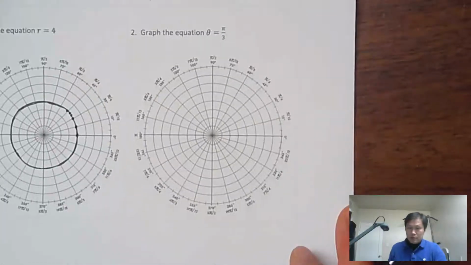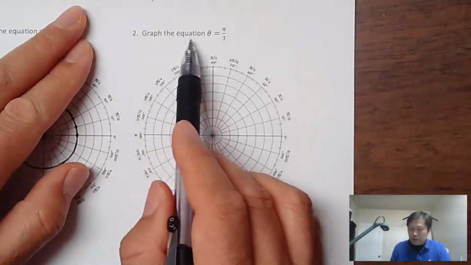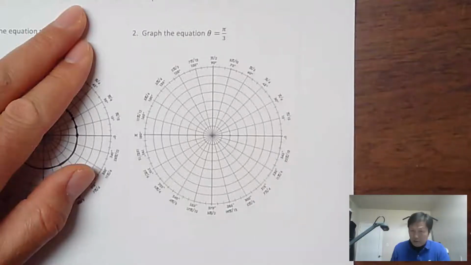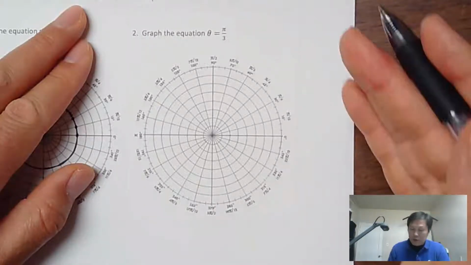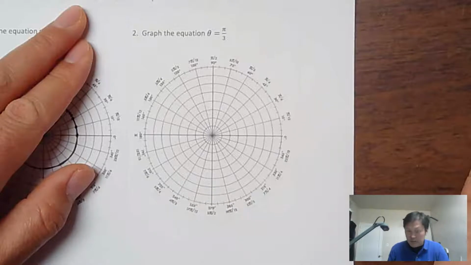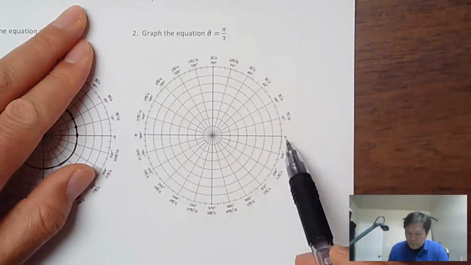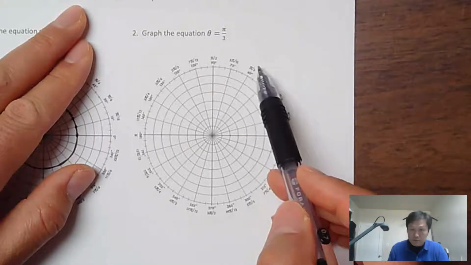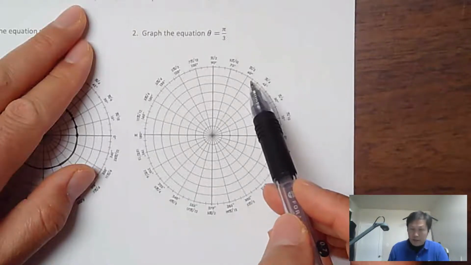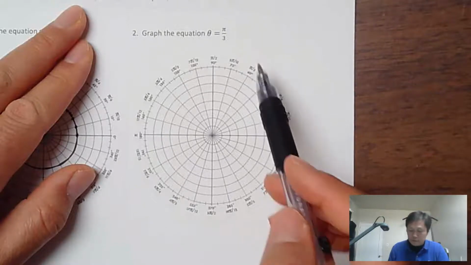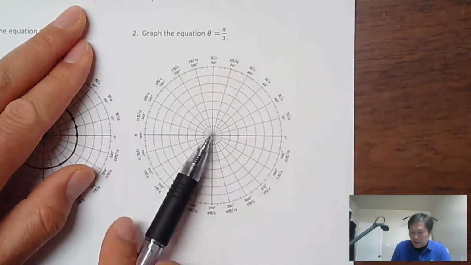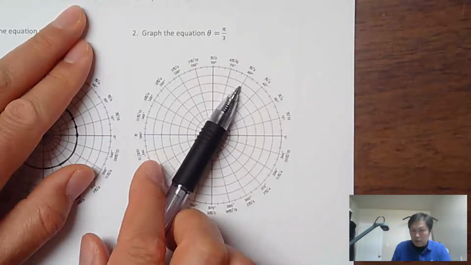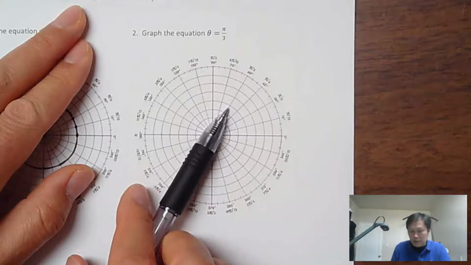For example, if we ask you to graph the equation of theta equal to pi over 3 in radians, if you convert it to degrees, it will be 60 degrees. So if you look at this diagram here, pi over 3 is going to be here, and its angle is going to be 60 degrees. What does that mean? As long as you point the direction of pi over 3, you're okay to take any radius value you like.